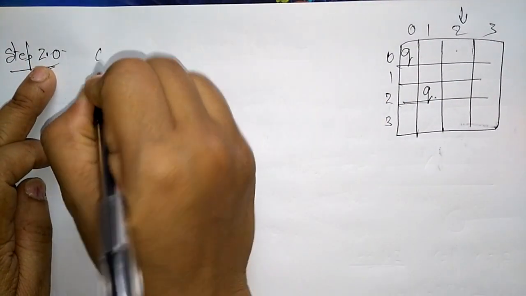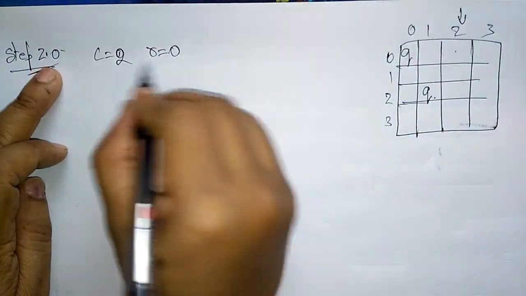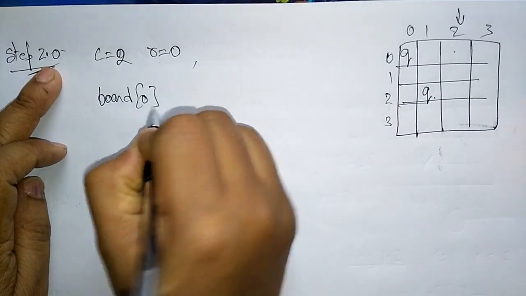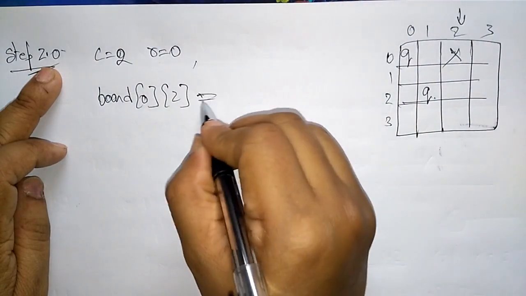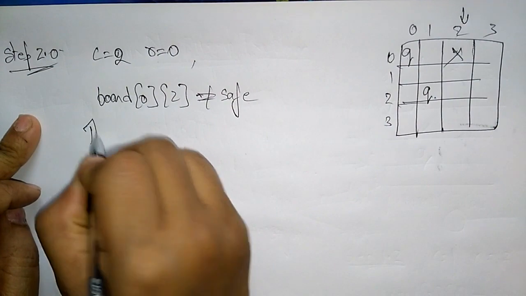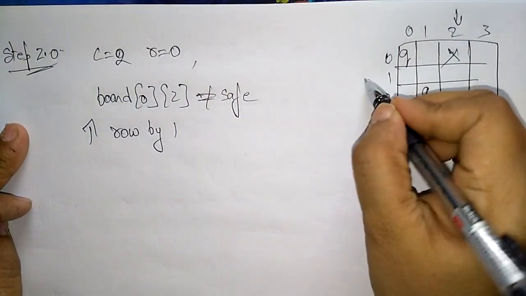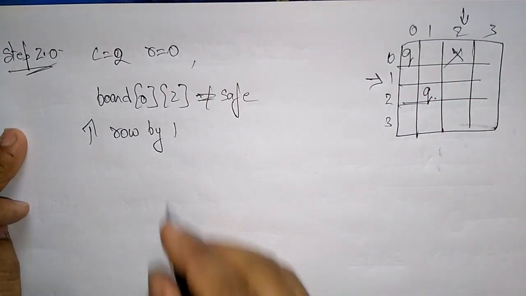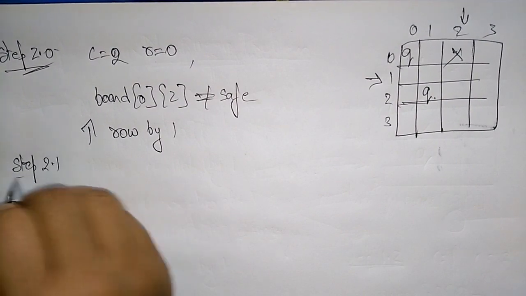So column 2, row 0. This is column 2, row 0. Check board, is this row and column safe or not? Is it safe? No, it is not safe because a Q is already in that row. So now increment row by 1. If it is not safe, just increment the row. Don't skip the column. You have to check all the rows in that column.